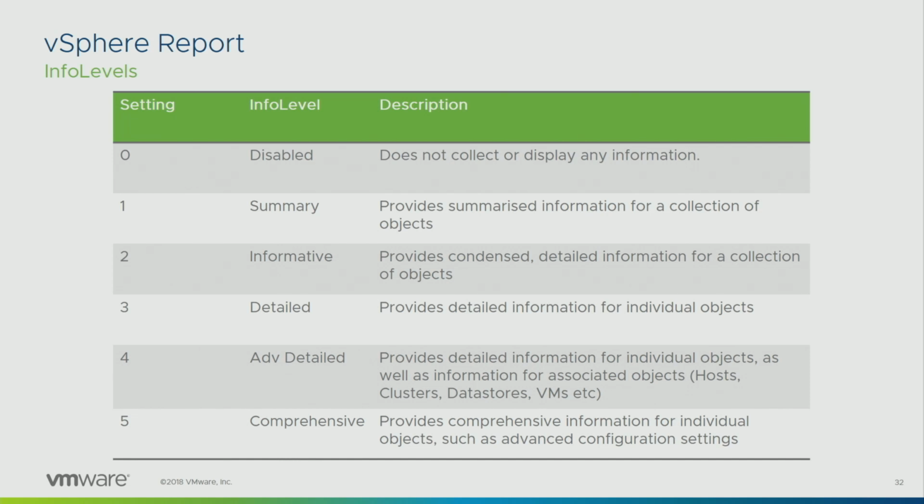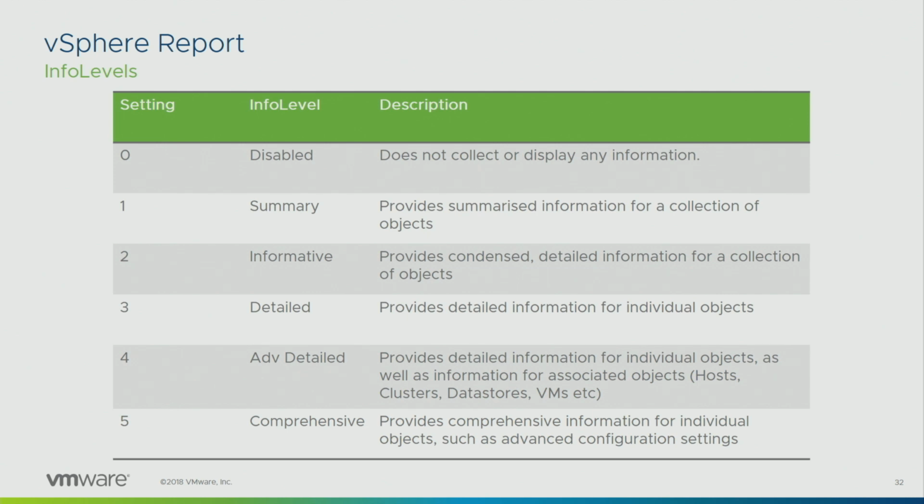Again, we're doing a level 3, so that provides detailed information for individual objects. Going back to the cluster example, we're getting information based on cluster. If we were to do a 4, then we can get detailed information for not only the cluster, but then we're specifying what VMs are running on that cluster, what hosts are part of that cluster, that kind of thing. So again, remember this is per section, right? So you can go from 0 to 5 per section.